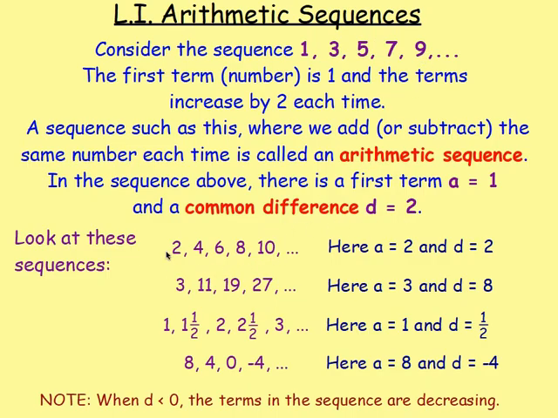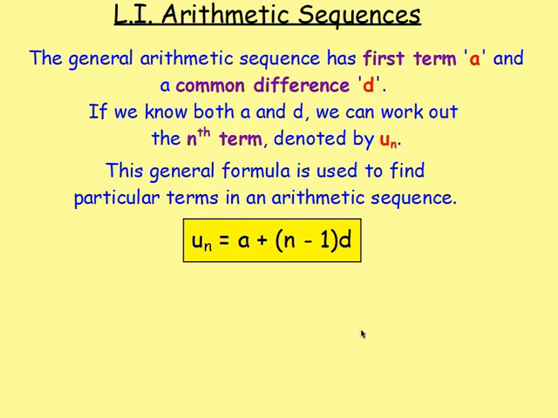So for each of these, you see the first term is 2, so a is 2. You're going up in 2s, so the common difference, d, is going to be 2. With this one here, you're starting with 8, so a is 8, and because you're subtracting 4 every time, you can say that the common difference is negative 4. When d is less than 0, so here d is negative 4, it just means the sequence is decreasing, as you can see there. How do you find a certain term in an arithmetic sequence? Well, you can use this formula.